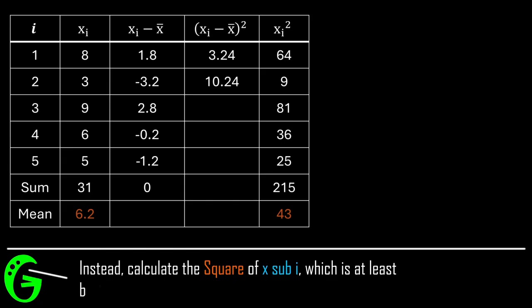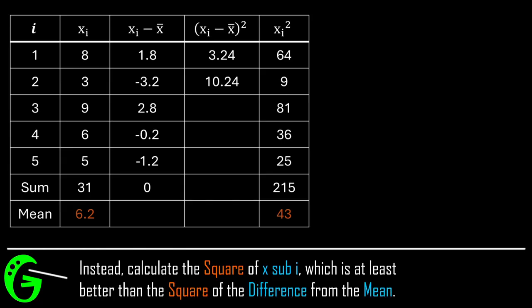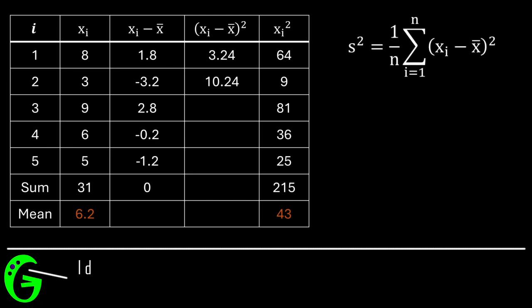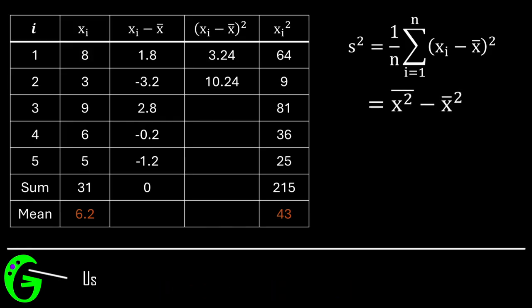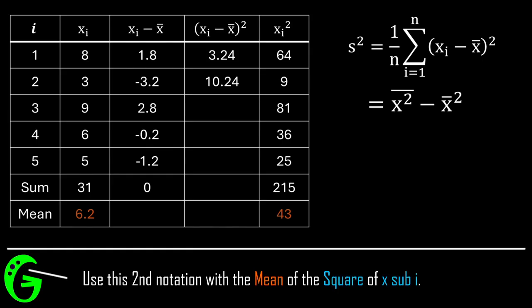Instead, calculate the square of x sub i, which is at least better than the square of the difference from the mean. I don't use this sigma notation, because the differences from the mean are decimals. Use this second notation with the mean of the square of x sub i.